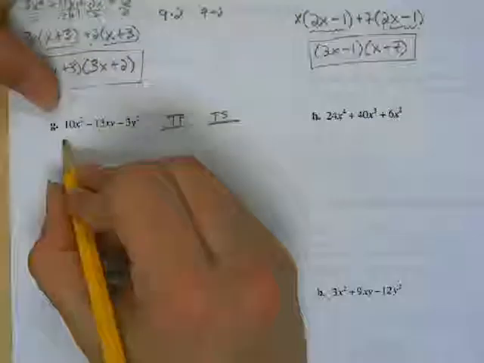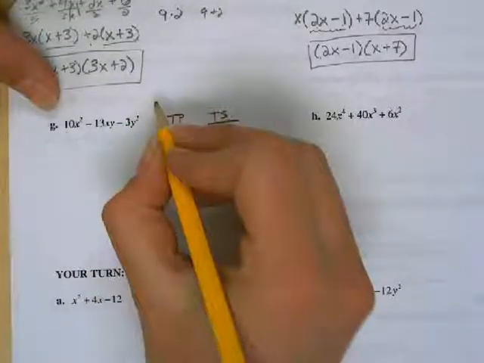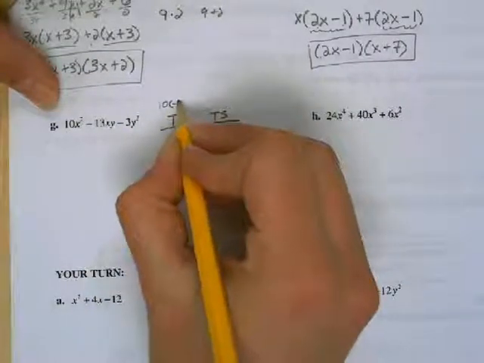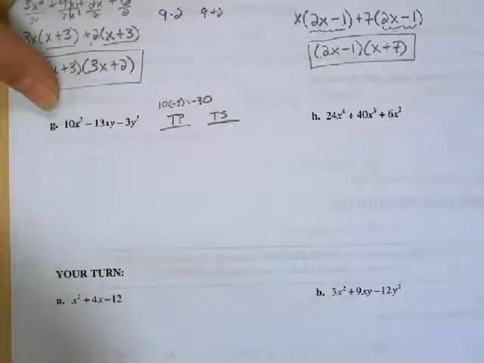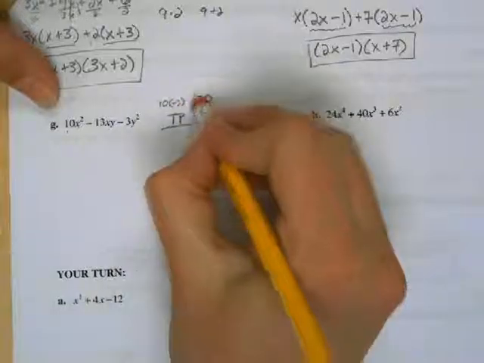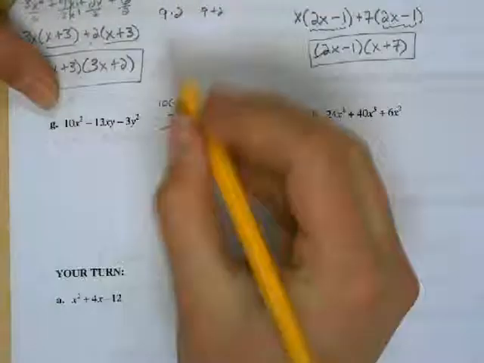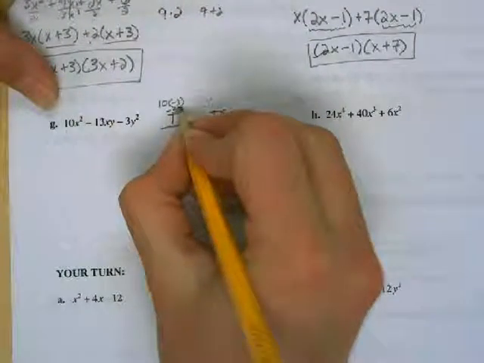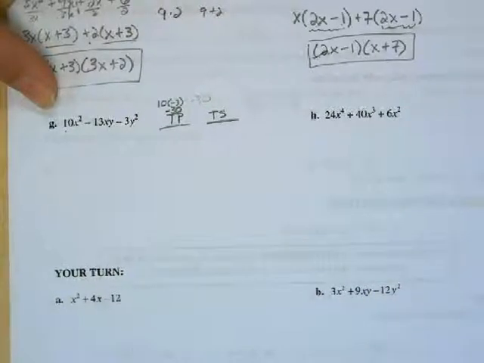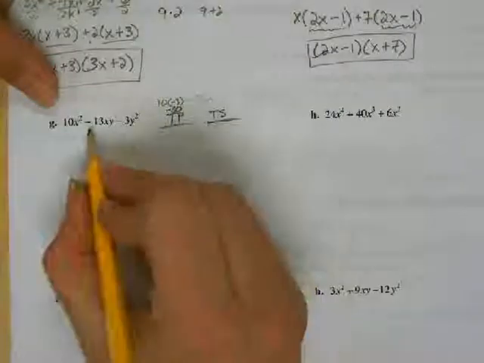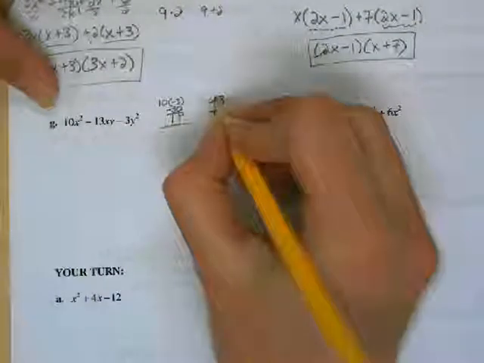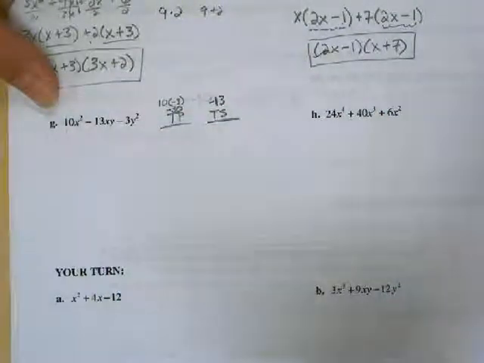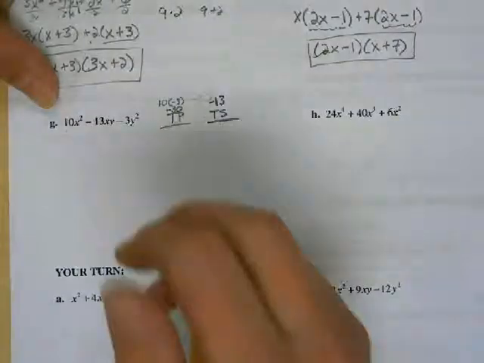Target product, 10 times negative 3, which is negative 30. I don't want to write that there. It's going to get in my way. Negative 30. Okay, target sum is that negative 13. So I'm trying to find what two numbers multiply to a negative 30 to add to a negative 13.